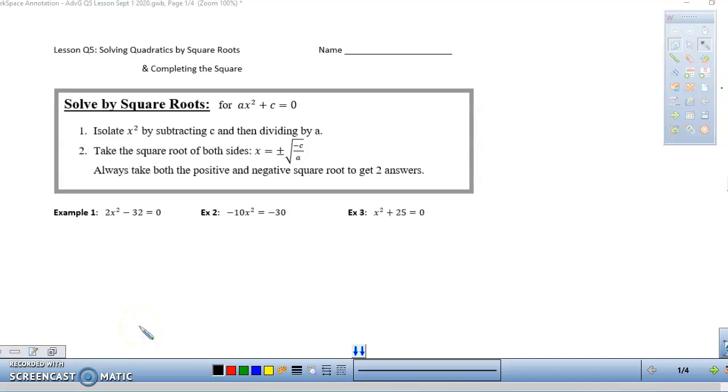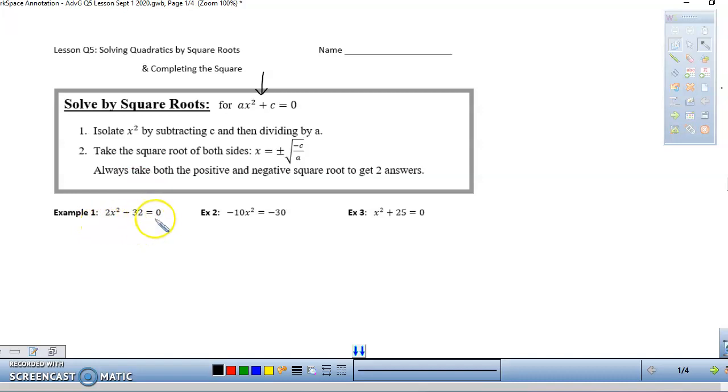Hey, so today we're going to solve quadratics by square roots and then solve by completing the square. Square roots is the most basic version. However, you have to be very careful, because the only way you're going to use square roots in the simple form that we're going to do first here is if you're missing that bx term. So all you have is x squared and no x term. We have a coefficient here and a constant here, and therefore we can solve by isolating the x squared.